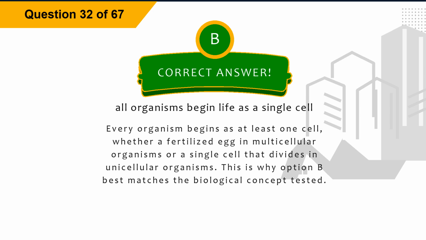Explanation. Every organism begins as at least one cell, whether a fertilized egg in multicellular organisms or a single cell that divides in unicellular organisms. This is why option B best matches the biological concept tested.